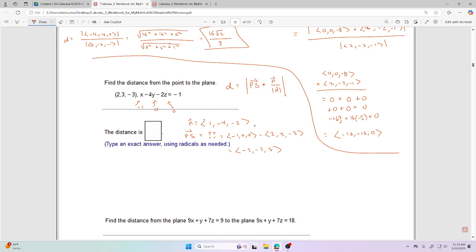And then I just follow the formula here. So let's see what we get. So magnitude of, I got my -3, -3, 3. And then I've got my 1, -4, -2 over the magnitude of the 1, -4, -2. Just following the formula directly.